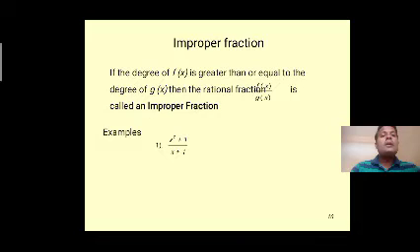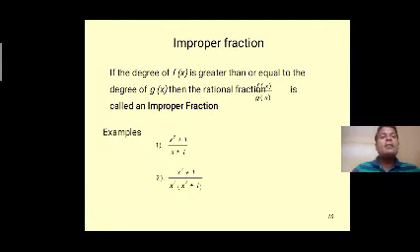x square plus 1 by x plus 1. The numerator degree is 2, the denominator degree is 1. So this is an improper fraction. You observe here, the numerator degree is 2, the denominator degree is 1. 2 is greater than 1. So the degree of f of x is greater than the degree of g of x.